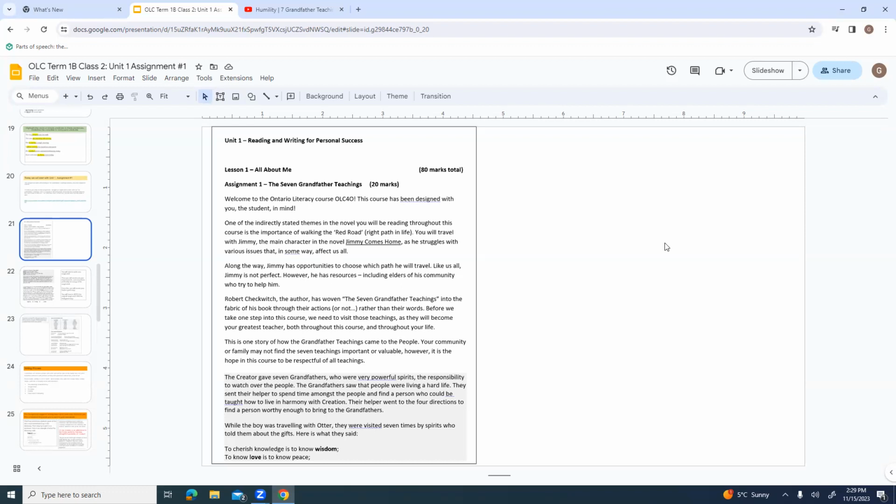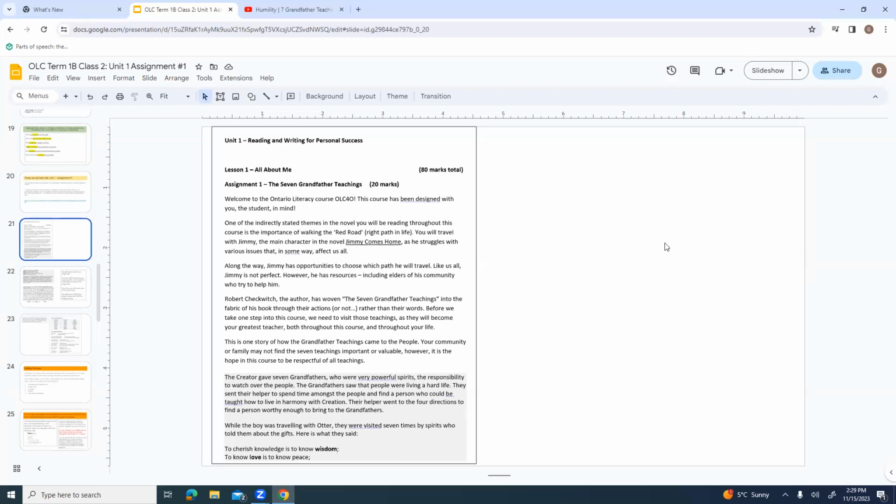This is one story of how the grandfather teachings came to the people. Your community or family may not find the 7 teachings important or valuable. However, it is the hope in this course to be respectful of all teachings. Again, I didn't write this, by the way. This is just something I've received and I am reading to you. This was written quite a few years ago.